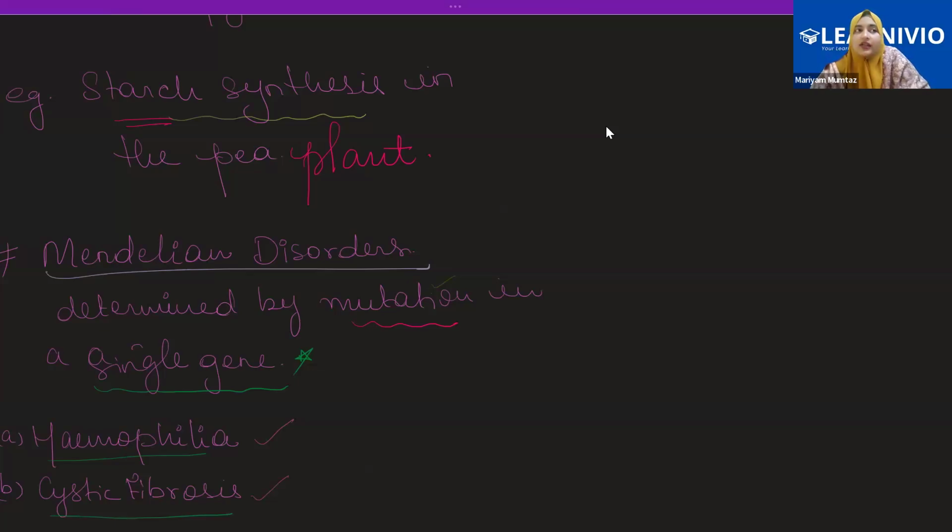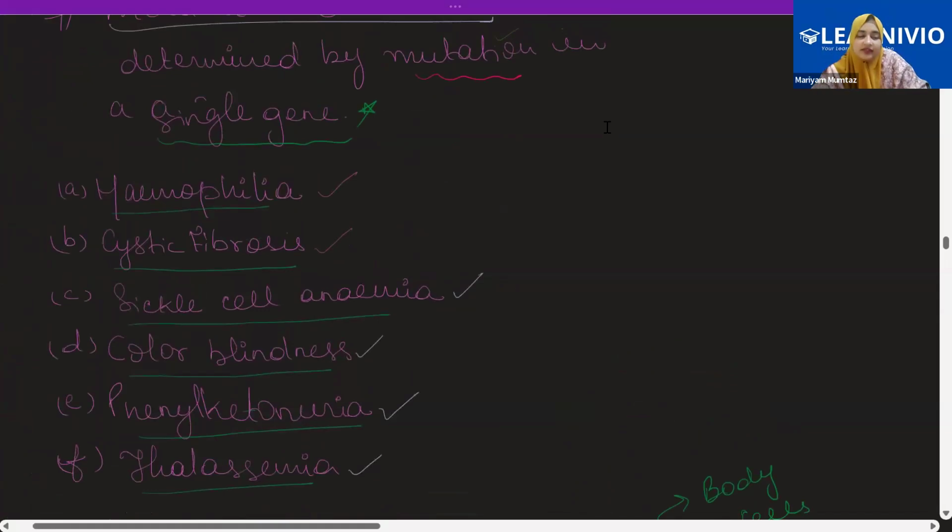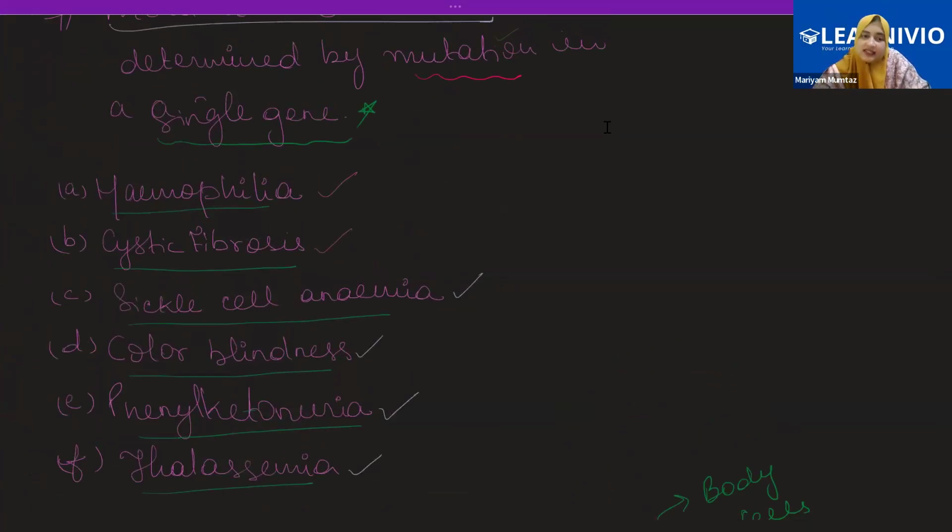So Mendelian disorder and chromosomal disorder. These are the two types of disorders that you have to study. Now Mendelian disorder is the one that is determined by mutation in a single gene. So because of some alteration in the single gene, a lot of phenotypic expression is seen. That is what we call a Mendelian disorder. The list of Mendelian disorders is right in front of you, wherein hemophilia, cystic fibrosis, sickle cell anemia, color blindness, phenylketonuria, and thalassemia are a few of them.